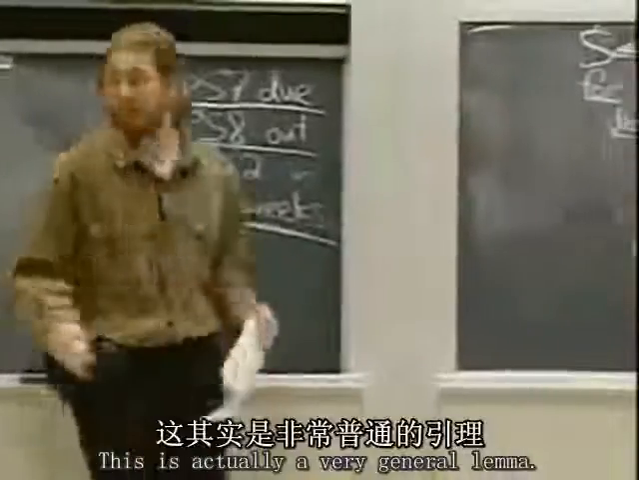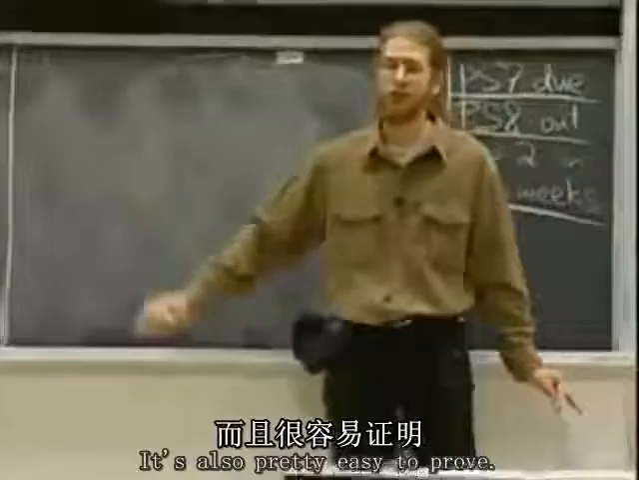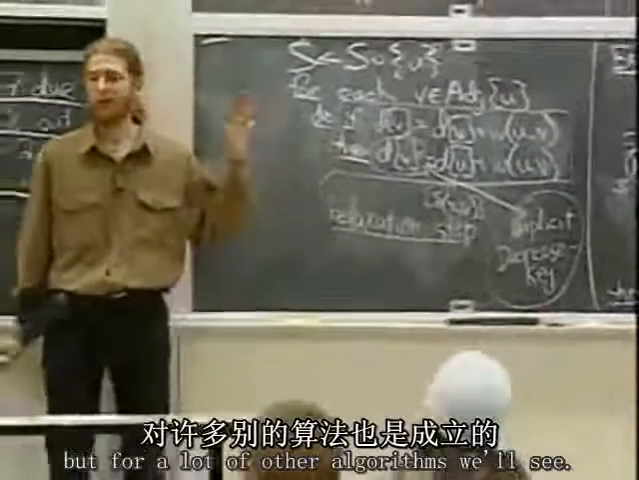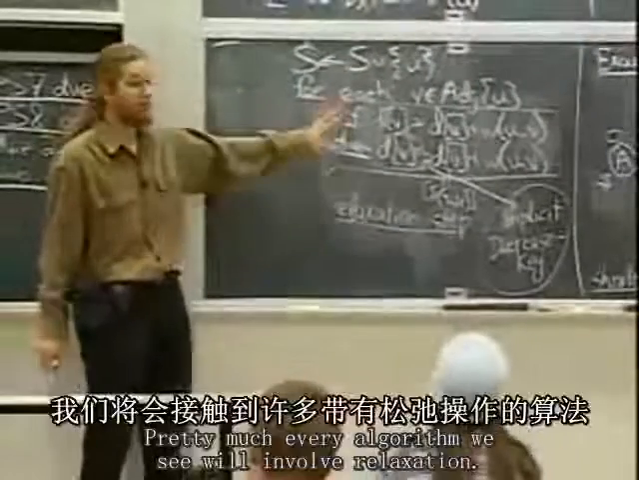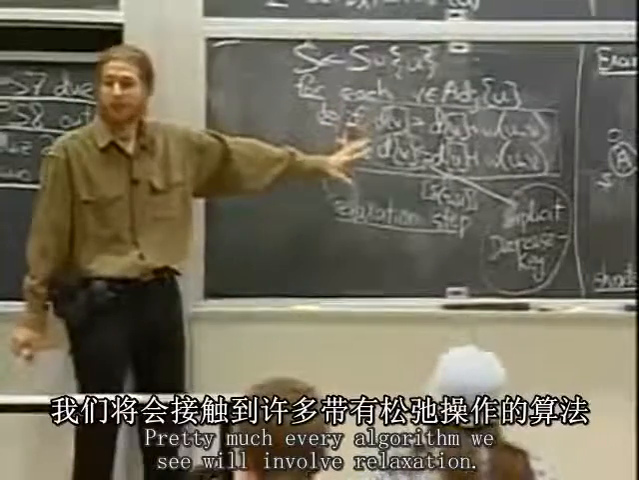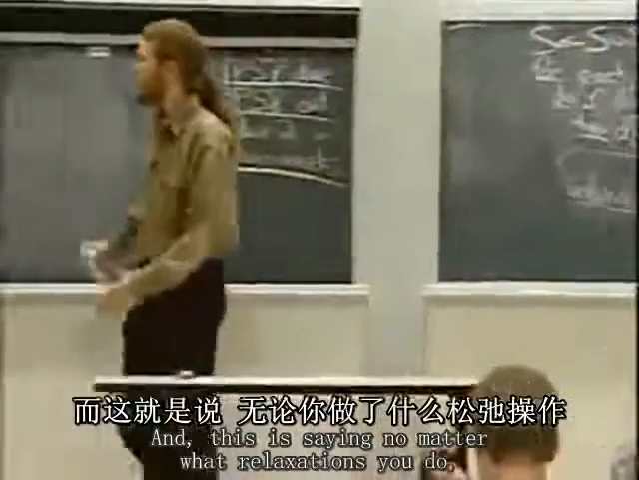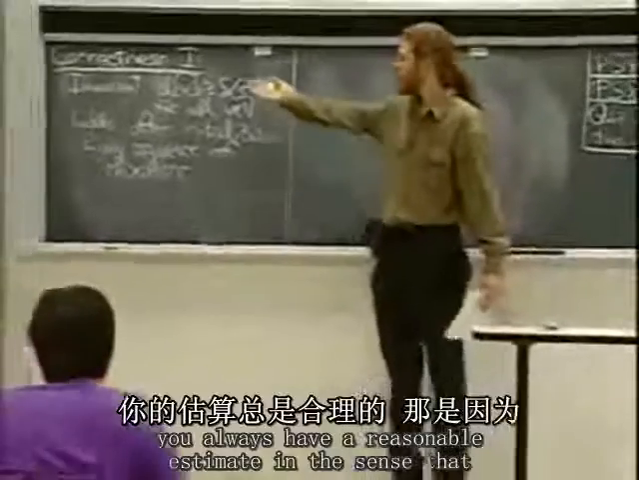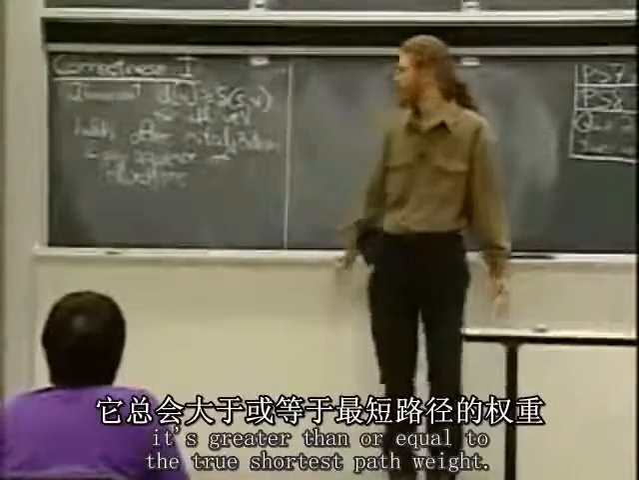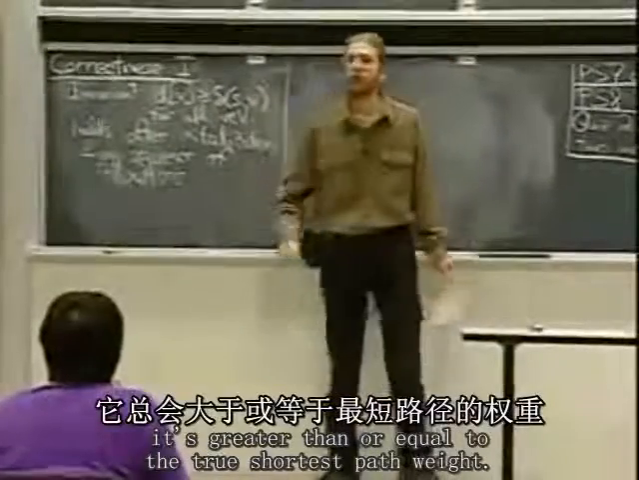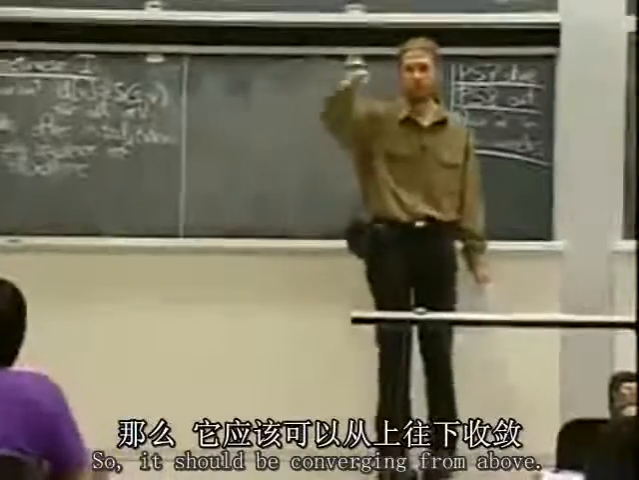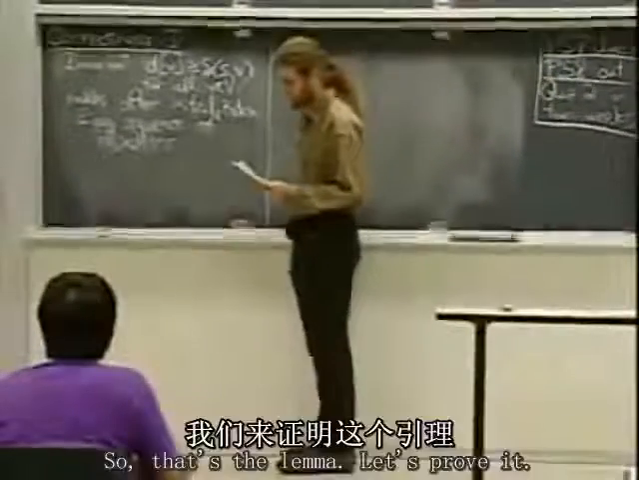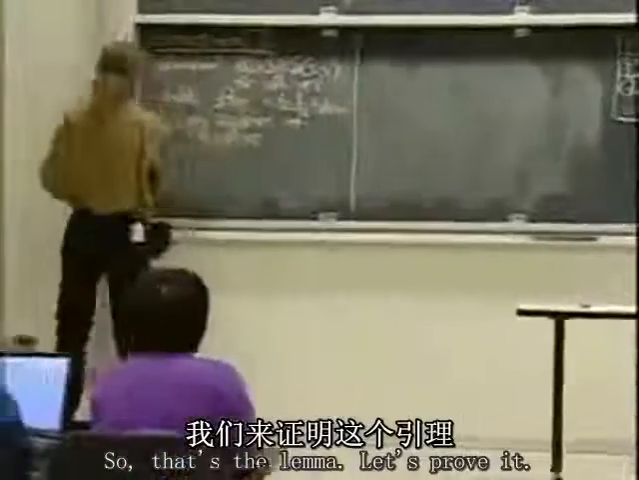This is actually a very general lemma. It's also pretty easy to prove. It holds not only for Dijkstra's algorithm, but for a lot of other algorithms we'll see. Pretty much every algorithm we see will involve relaxation. And this is saying no matter what relaxations you do, you always have a reasonable estimate in the sense it's greater than or equal to the true shortest path weight. So it should be converging from above. So that's the lemma. Let's prove it.